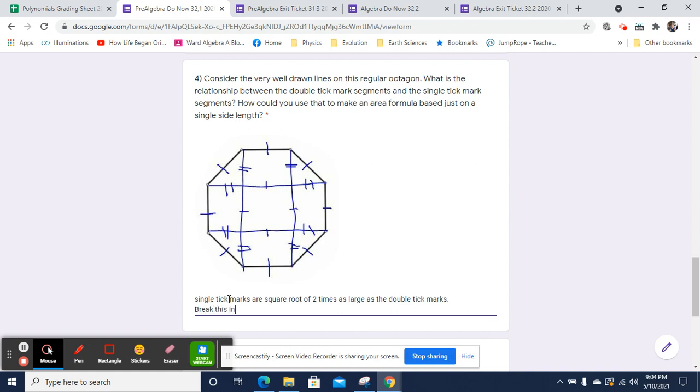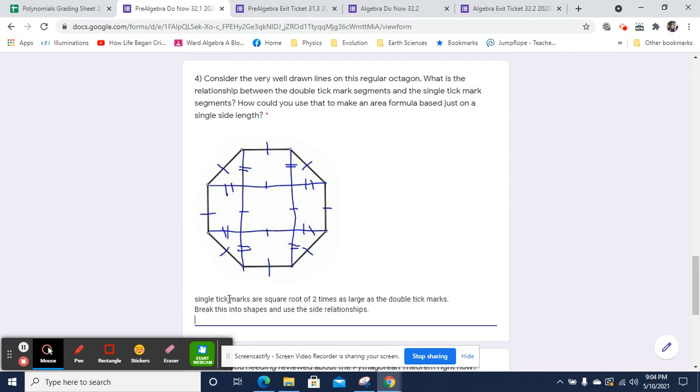Okay, so strategy. Break this into shapes. And use the side relationships. Probably a useful thing would be to just declare this to be side, and then these are going to be side root 2 over 2.